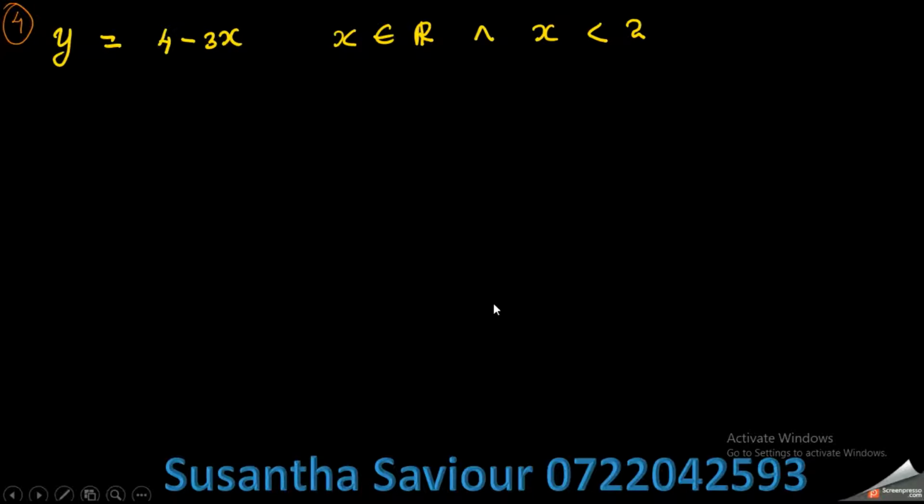Let's go to another example and see. y equals 4 minus 3x, where x belongs to R and x is less than 2. Here the equality is also not there. x is less than 2, right? We will try to plot this also. We will make a sketch of this also.